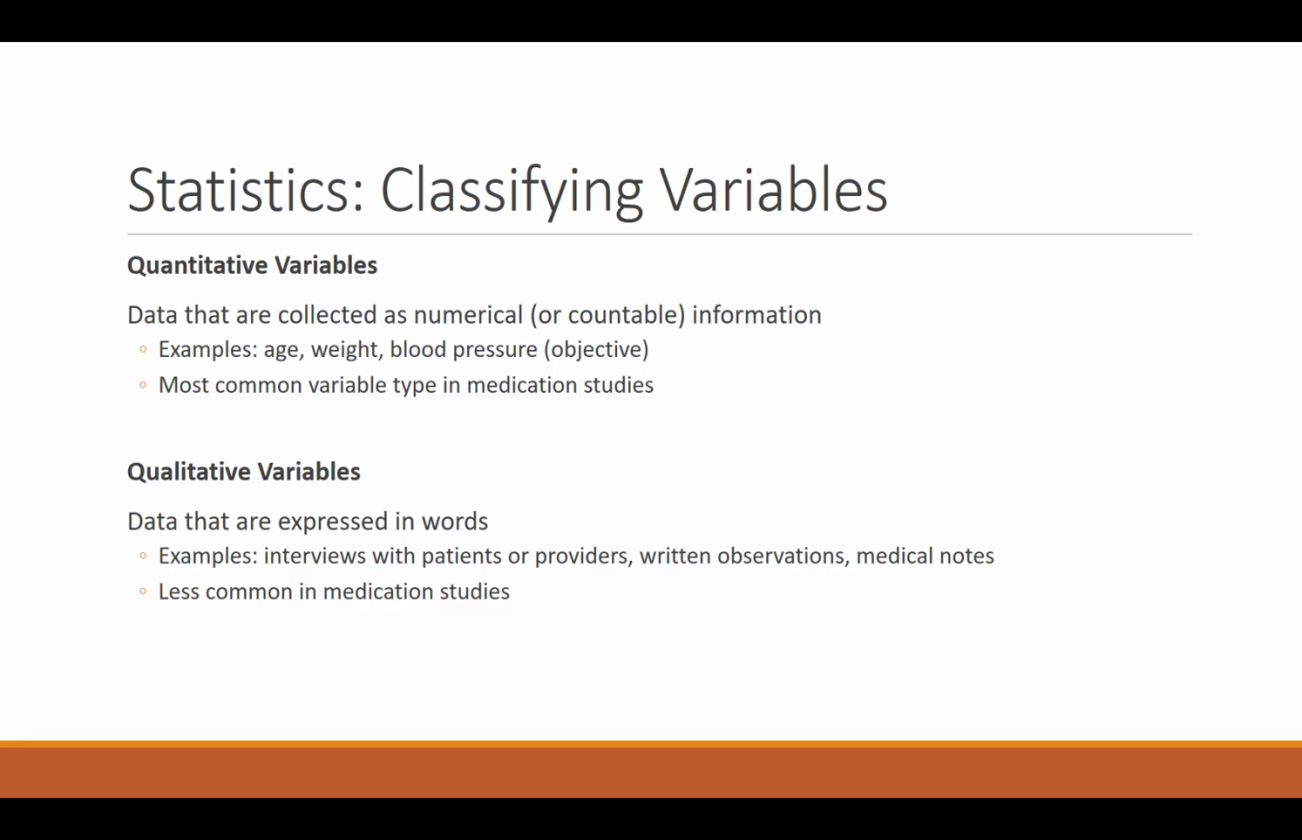Quantitative variables are simply data that are collected as numerical or countable information, so data that deals in numbers. You can think of things like age or weight or blood pressure. These variables are the most common type of variable that you'll find in medication studies. However, there is a different class of variable called qualitative variables, which are data that are expressed not in numbers but in words. These would include interviews with patients or providers, written observations, notes from a medical chart. And although they're less common in medication studies, they are useful in certain situations.